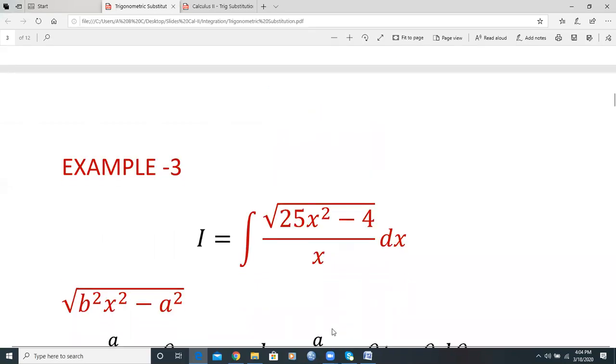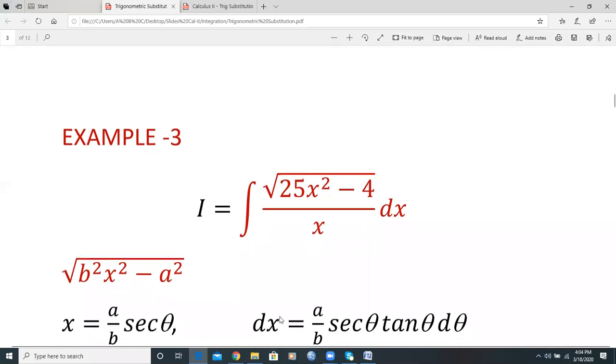Now this is example number 3. Here we again have square root 25x square minus 4, but if we suppose u is equal to 25x square minus 4, since its derivative x dx is not here, this substitution will not work. Here we will use the trigonometric functions.